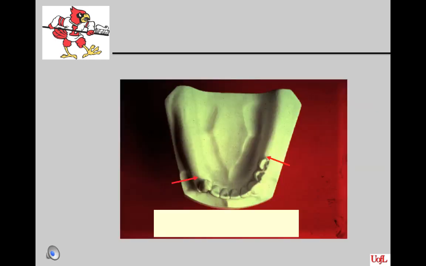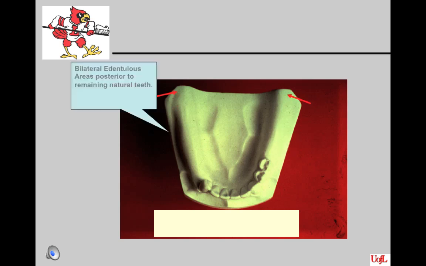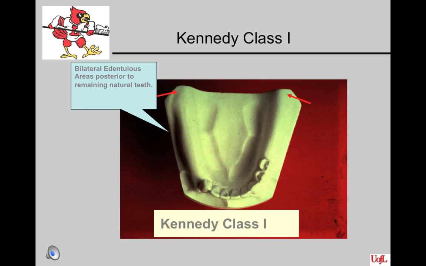We're going to take this one step at a time. Right now, what do we have? We have a bilateral edentulous area with teeth remaining anterior to it, or bilateral edentulous area posterior to the remaining natural teeth. That fits our definition of the Kennedy Class 1. I know you're thinking, what about, there's other teeth going to be missing. What about those? Don't worry about that. We're taking it one step at a time right now.